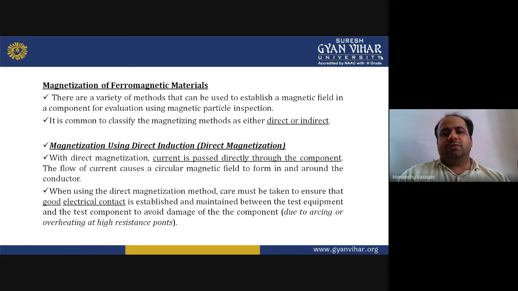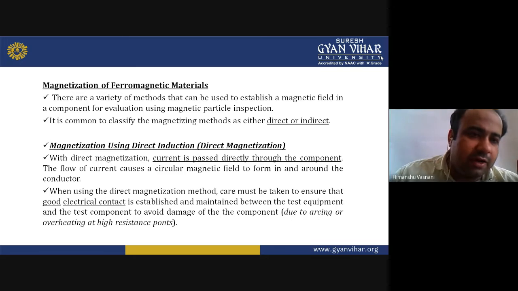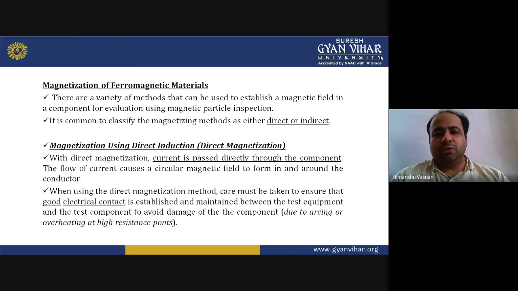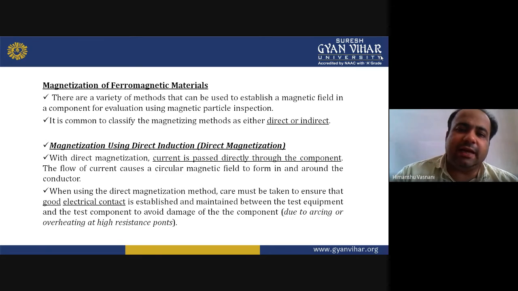There are a variety of methods that can be used to establish a magnetic field in a component for evaluation using magnetic particle inspection. It is common to classify the magnetizing methods as either direct or indirect.